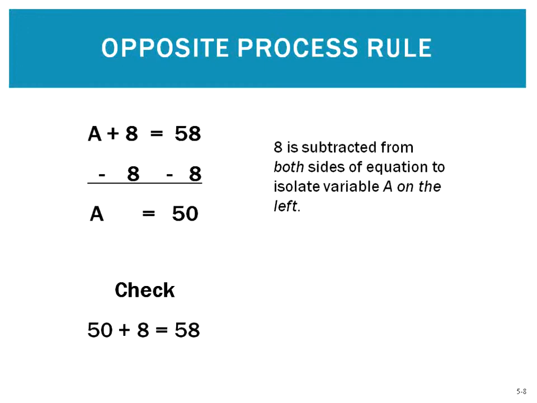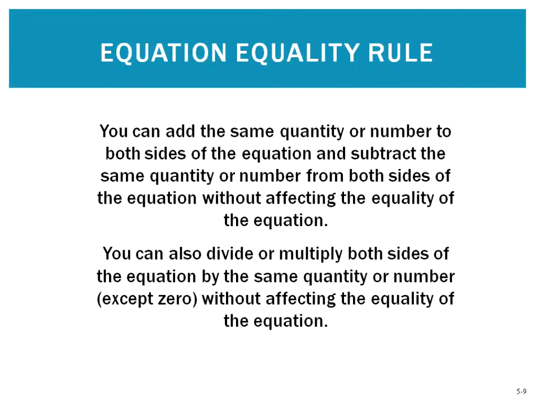So always check, does that make sense? So he's 50 right now, plus 8, which means in 8 years he'll be 58. That's your check. If that makes sense, good for you. You're right. You figured out the problem. You solved the equation.